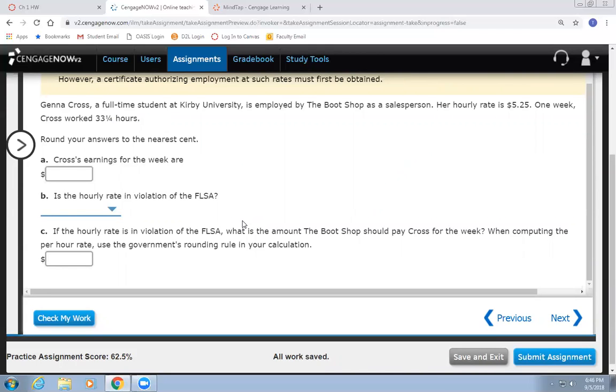Jenna Cross is a full-time student at Kirby University. She's employed by the boot shop, which we're going to assume is retail, as a salesperson, and they're paying her $5.25 an hour. In one week, she worked 33 1/4 hours. So based on what they're giving us, that she's getting paid $5.25 and worked 33 1/4 hours, what would her earnings for the week be?